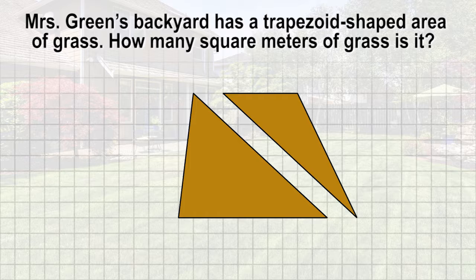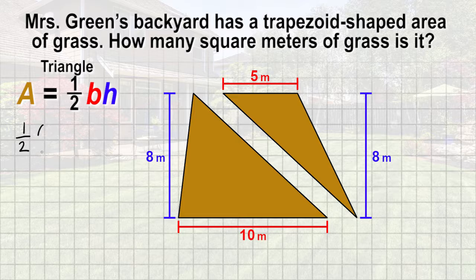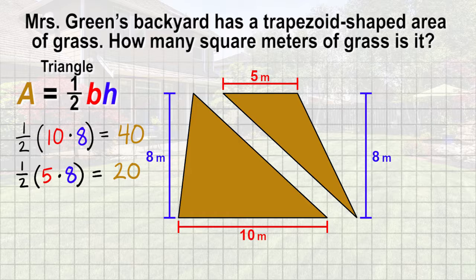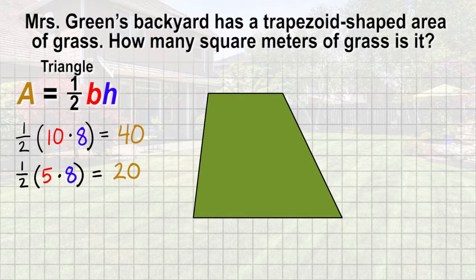Now we can find the area of both triangles by using the formula area equals 1/2 the base times the height. One triangle has a base of 10 units and the other has a base of 5 units. Both triangles have a height of 8 units. 1/2 of 10 times 8 equals 40, and 1/2 of 5 times 8 equals 20. When we add the two triangles together, we will be able to determine the area of the trapezoid. 40 plus 20 equals 60. The grass in Mrs. Green's backyard is 60 square meters.